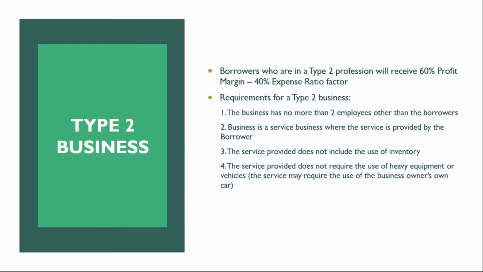Type 2 business, we're going to use a 60% profit margin. The requirements for a type 2 business, the business may have no more than 2 employees, including the borrower. The business provides a service and carries no inventory, so that's important with this type 2. And then again, the service provided may not require the use of heavy equipment or vehicles.